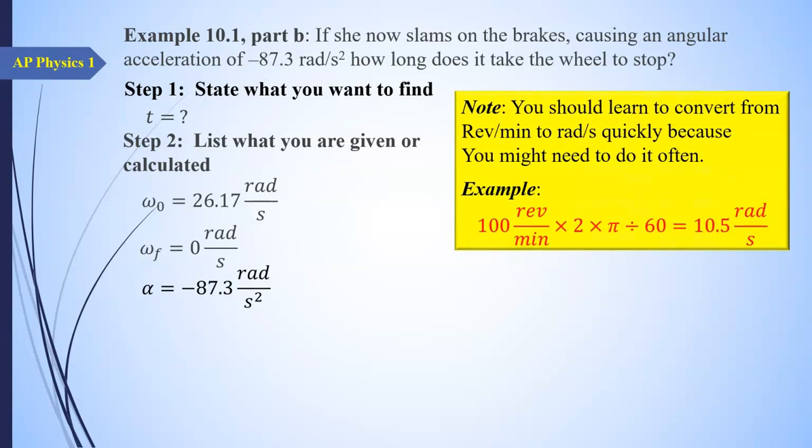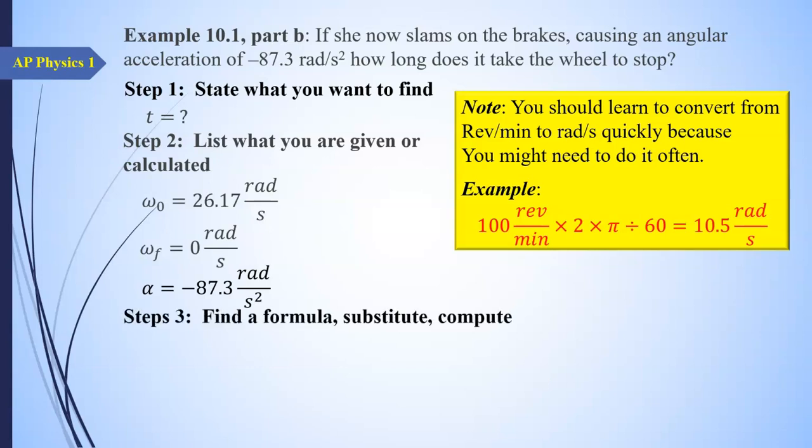This is just a note, kind of as an aside, that you should really learn to quickly convert from revolutions per minute to radians per second. If you just want the shortcut, you could just memorize this. It's whatever revolutions per minute, I'm just using 100 as an example here, times 2 times pi divided by 60, and that will give you the radians per second. So that would be 10.5. That has nothing to do with this specific problem. It's just a note that you should do.